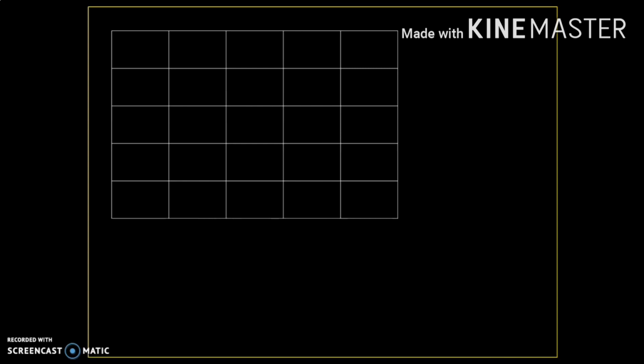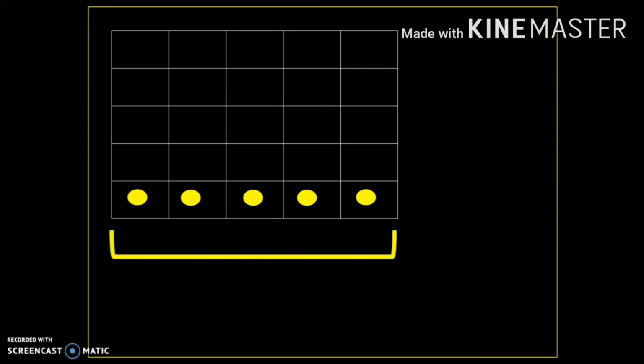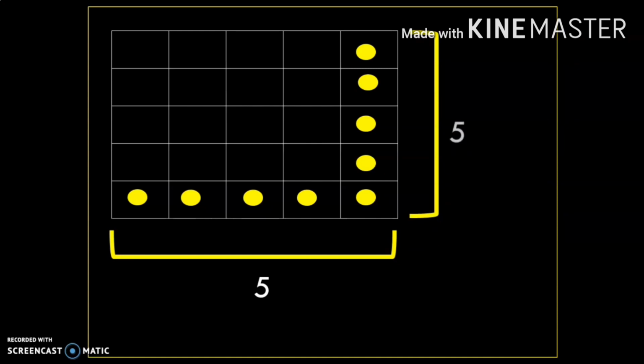Kaysa bilangin mo isa-isa, bibilangin mo lang yan kung ilan yung nasa sides, yung 2 sides, kasi nga yan ay square. So 1, 2, 3, 4, and 5. So I have here 5, and then sa kabilang side, meron din akong 1, 2, 3, 4, and 5. Kapag square, laging tatandaan na both sides are equal. Ibig sabihin, kapag 5 dun sa kabila, 5 din sa kabila. Ibig sabihin, hindi tayo magkakaroon ng square kapag hindi parehas yung sides.